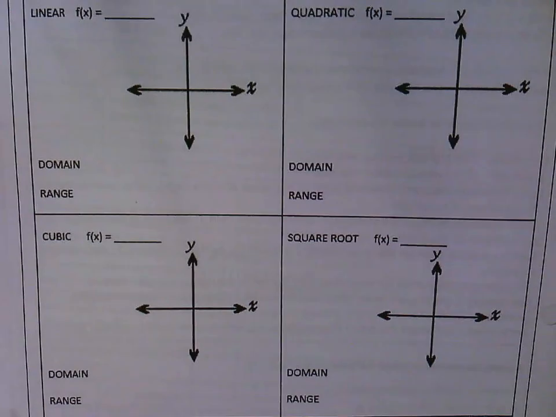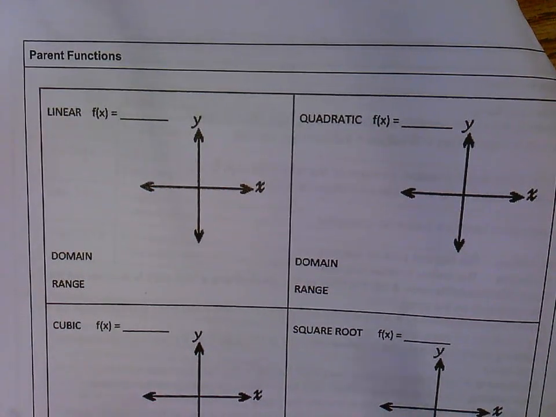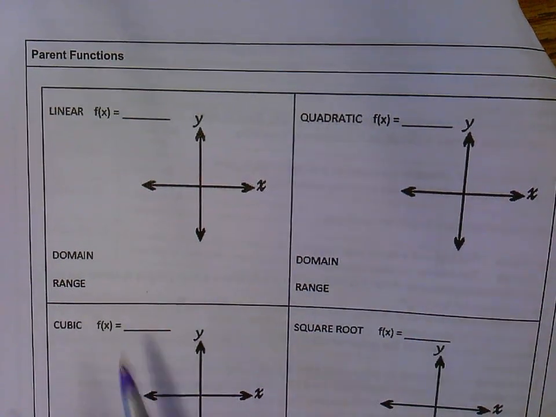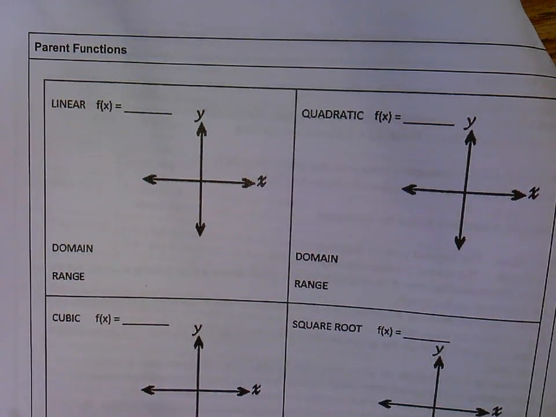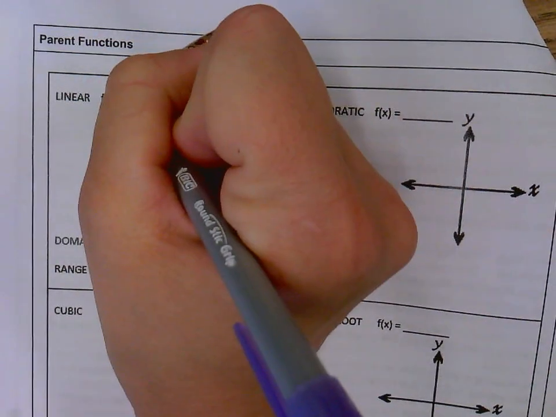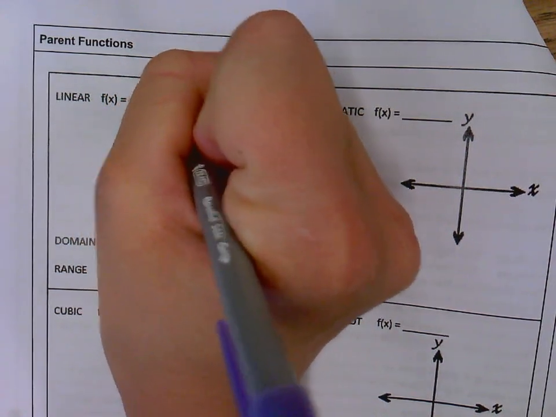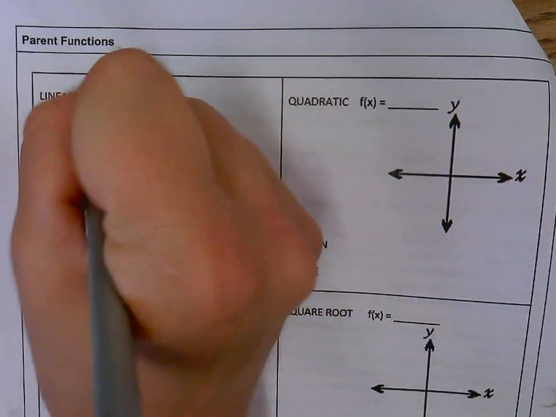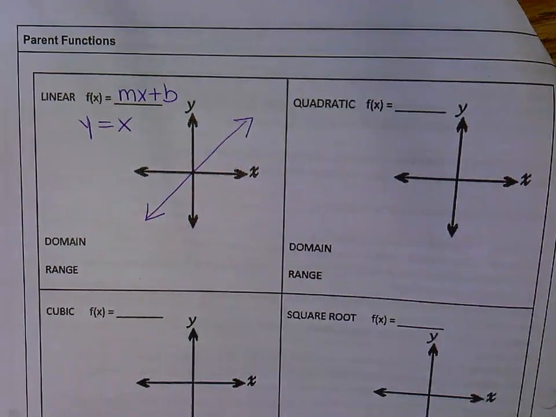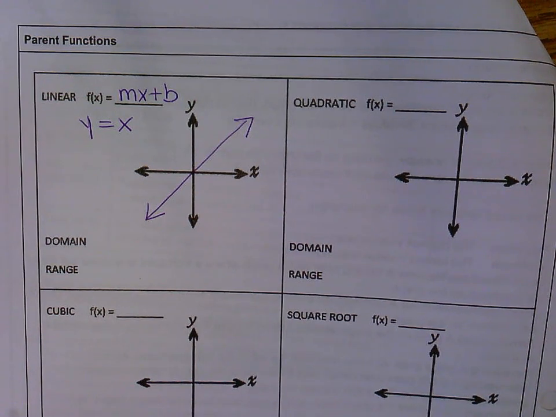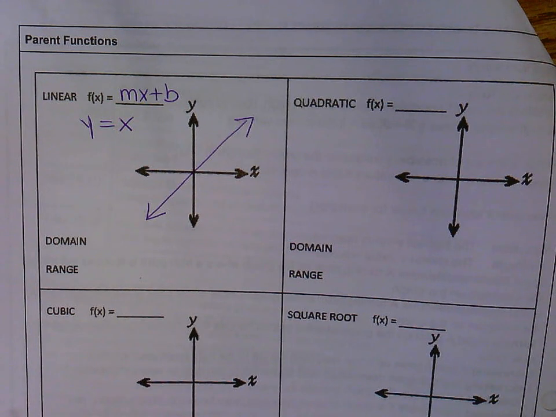So when you're looking at data, it's important to know, am I looking at quadratic data? Am I looking at cubic or square root data? These are probably new terms for you. So I just want you to be able to recognize what they look like. We know that linear data follows y equals mx plus b, right? Or just y equals x is the parent function, which is just a line through the origin with a slope of 1.